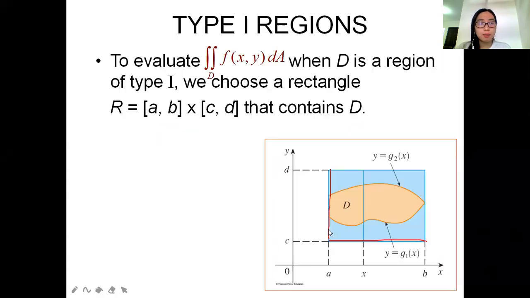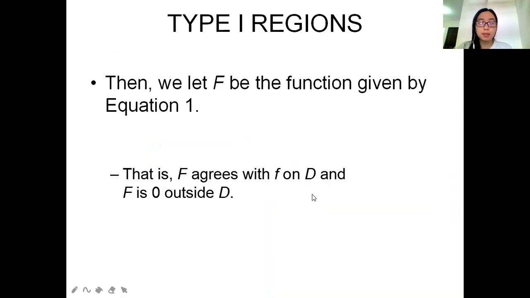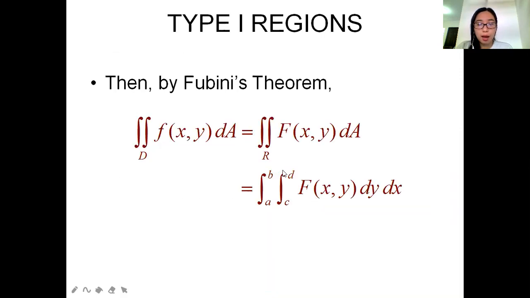Then by Fubini's theorem, the double integral of f(x, y) dA, using the equation from earlier, is equal to the double integral of f(x, y) dA over the region R. And then we base it on region R. So we have the double integral of f(x, y) dy dx, which is our dA, from c to d and from a to b.